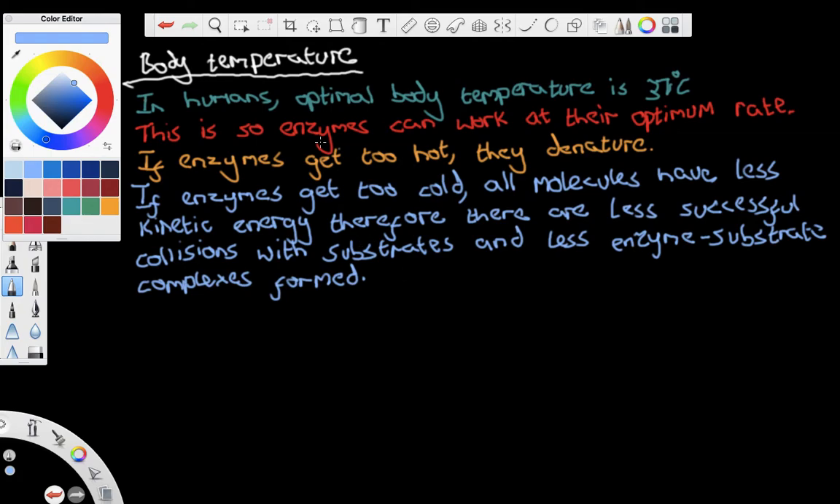So, in humans, the optimal body temperature is 37 degrees Celsius. This is so enzymes can work at their optimum rate. If enzymes get too hot, they denature, and if enzymes get too cold, all of the molecules involved have less kinetic energy, therefore have less successful collisions with substrates, and less enzyme substrate complexes are formed. Make sure you are using this word enzyme substrate complexes, okay?